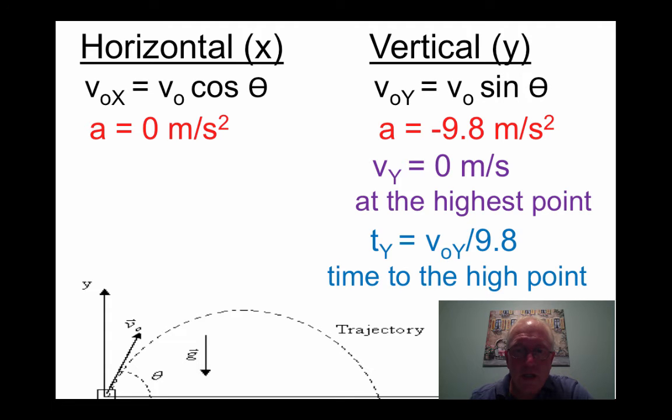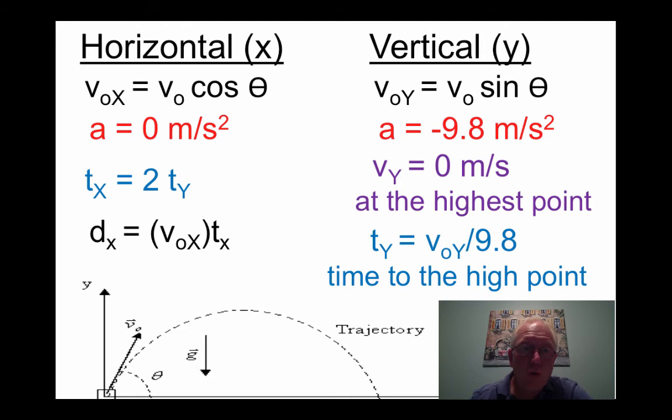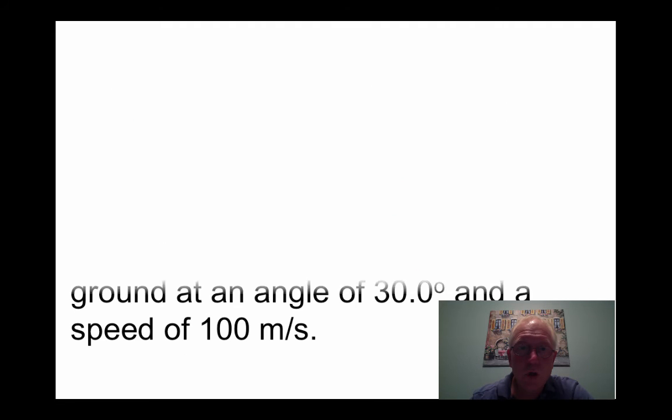Okay, so that's the time to the highest point, and that time to the highest point is half of the trip. So the time in the horizontal direction is going to be double that time. That's, of course, assuming that they are launched and landing at the same height. Okay, and that means also that we could say, with the simplifying assumption that there's no air resistance, that the range is going to be that velocity in the y direction multiplied by the time in the y direction.